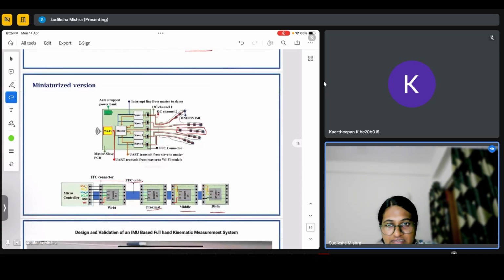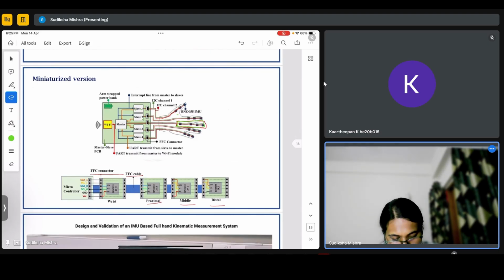Okay, so this is essentially the diagram for that. So this finger is directly connected to the master, whereas these are all connected to slaves. These slaves finally connect to the master controller, master microcontroller, which will then use Wi-Fi to transmit all the information.